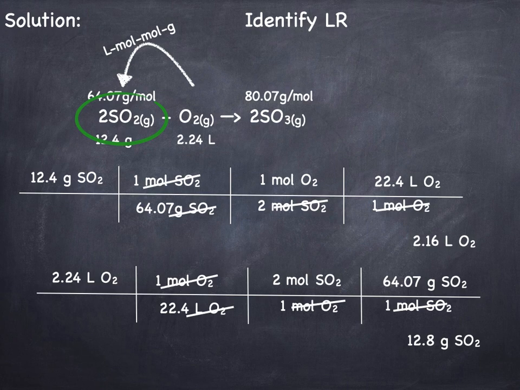Again, you're going to run out of the sulfur dioxide. It doesn't matter which one you start with. You have to compare what you need to what you have, and you will be able to figure out the limiting reagent either way.